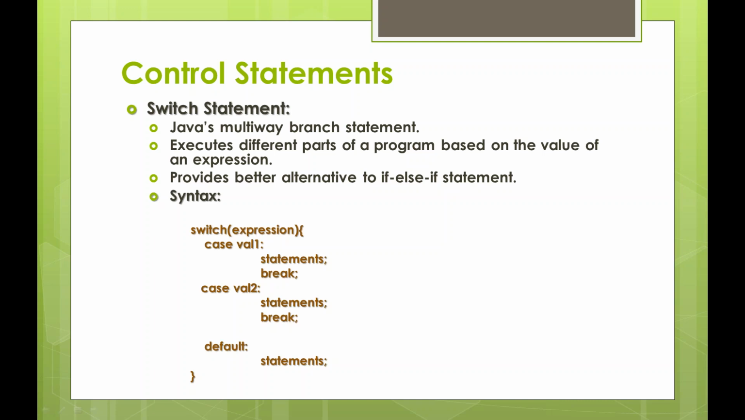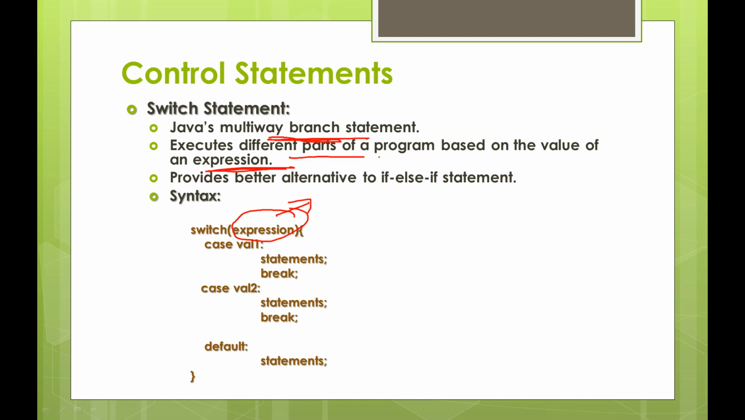So this provides what is called a multi-way branch. We will see why this is a multi-way branch. It executes different parts of a program based on the value of an expression. This expression has to be either of certain types; we will see what these expressions are and what values this expression should result into.